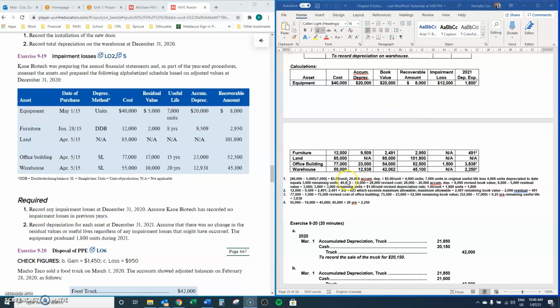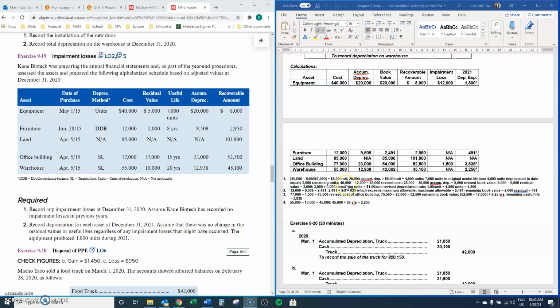So typically the depreciation would be $5 per unit. Now there's already 20,000 in depreciation. So at $5 per unit, that means there was already 4,000 units produced. The machine has a useful life of 7,000 units. 4,000 were already depreciated to date, so there's 3,000 units remaining. So that's what we have left in units.